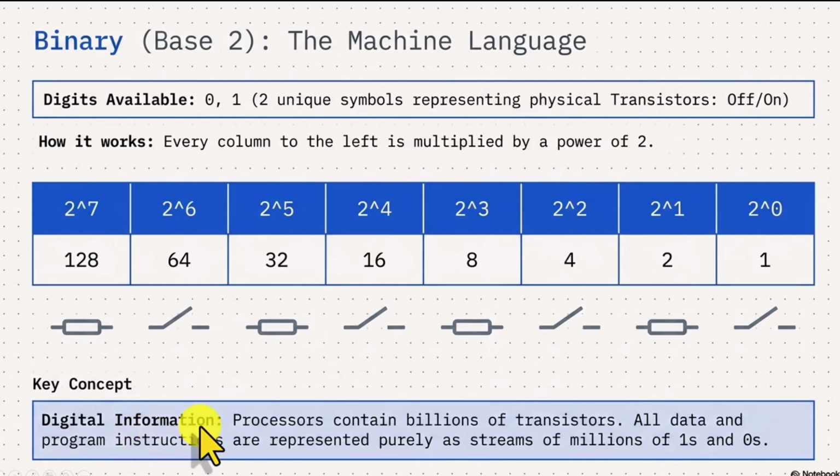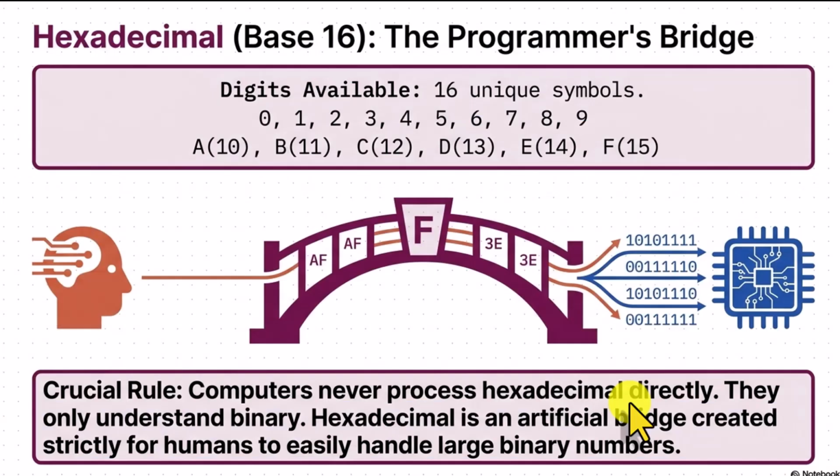So, key concept: digital information processors contain billions of transistors. All data and program instructions are represented purely as streams of millions of ones and zeros. Inside your computer you have millions of ones and zeros. You do not have any symbol for A or 4 or things like that. 4 is changed to binary and stored inside the computer, and the computer works with that in the binary state.